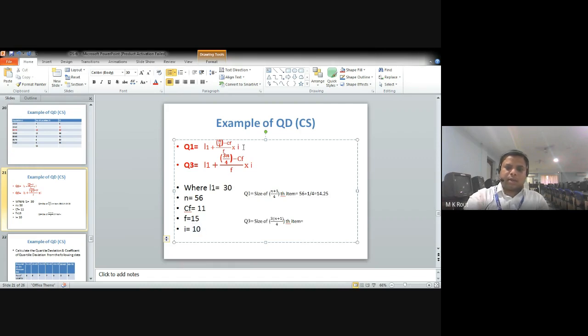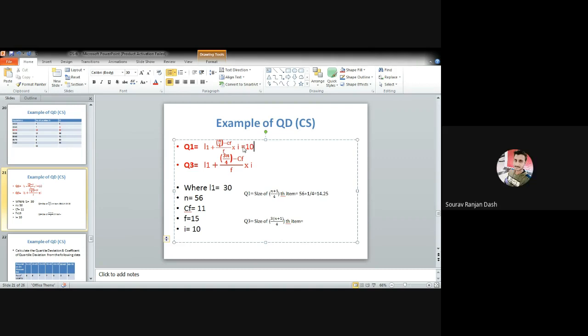Calculate Q1 here. That equals how much? L1 plus, L1 equals 30, yes. So Q1 equals 30 plus the correction term. What is the value here? The answer is 32.